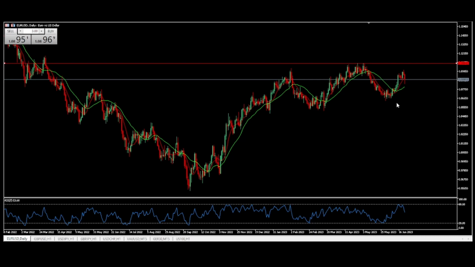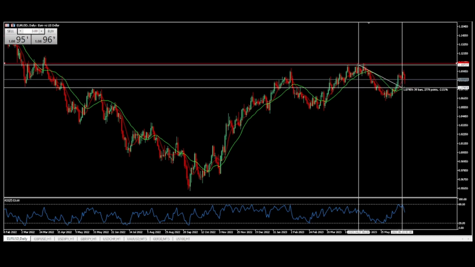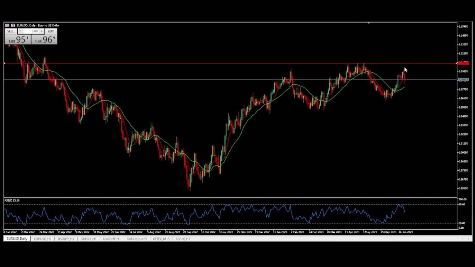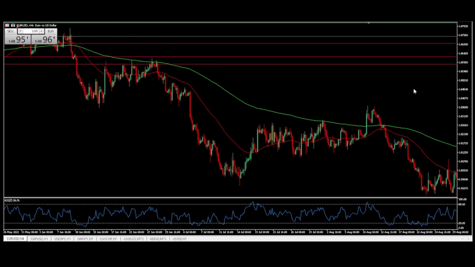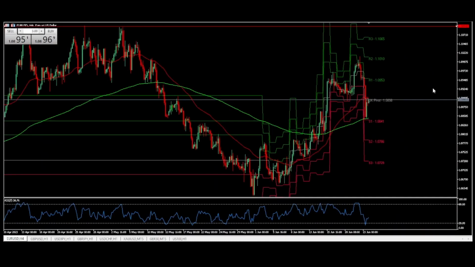Now that we've got that out of the way, I probably wouldn't be looking for any trades with it being so close to resistance right now. So I'd probably let this play out for a couple of days, just to see where price ends up. If it ends up hitting this resistance line, that's when we can have a look to see if there's a battle going on between the buyers and sellers. Or we can go down to the 4 hour time frame and see what's going on.